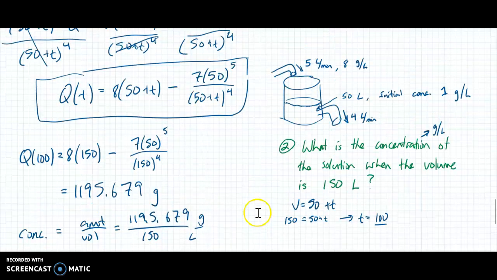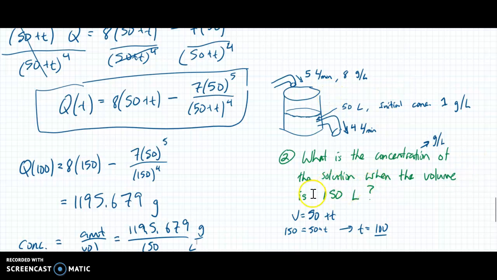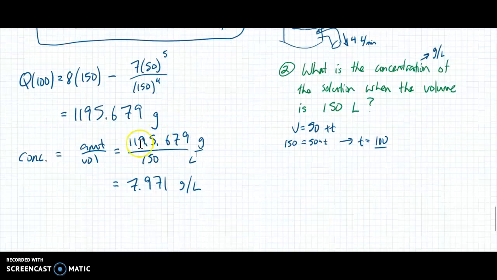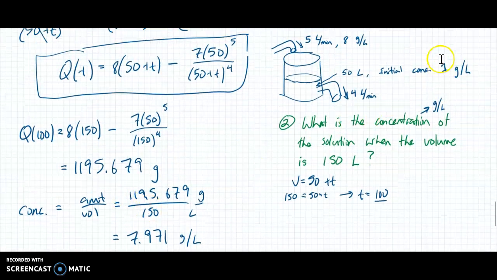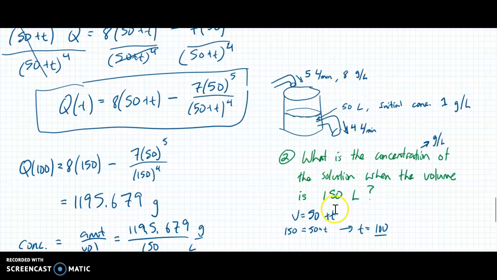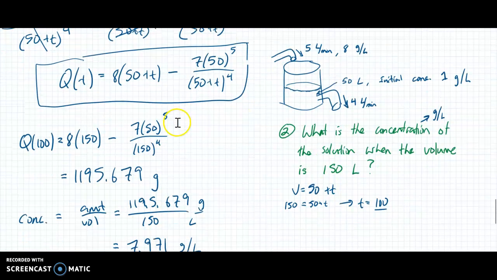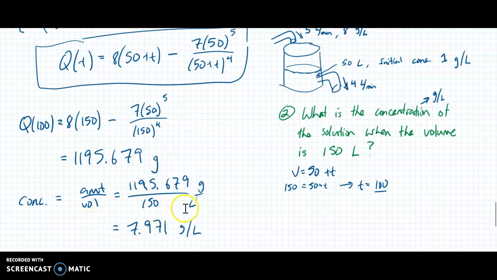Why is that really good? Well, think about it. This thing's been flowing for 100 minutes. It's been mixing and flowing, started at 1, but we've been pushing this thing in that's 8 grams per liter. So it's been going for long enough that we are almost at that 8 grams per liter. We're now at 7.971. If I were to let it go further, it would get closer and closer to that 8. If I asked you what's the concentration when I have 52 liters, not 150, then it would be a lot closer to that 1. So with these context problems, you can really look at your answer at the end and think your way through it and see if you might be right.